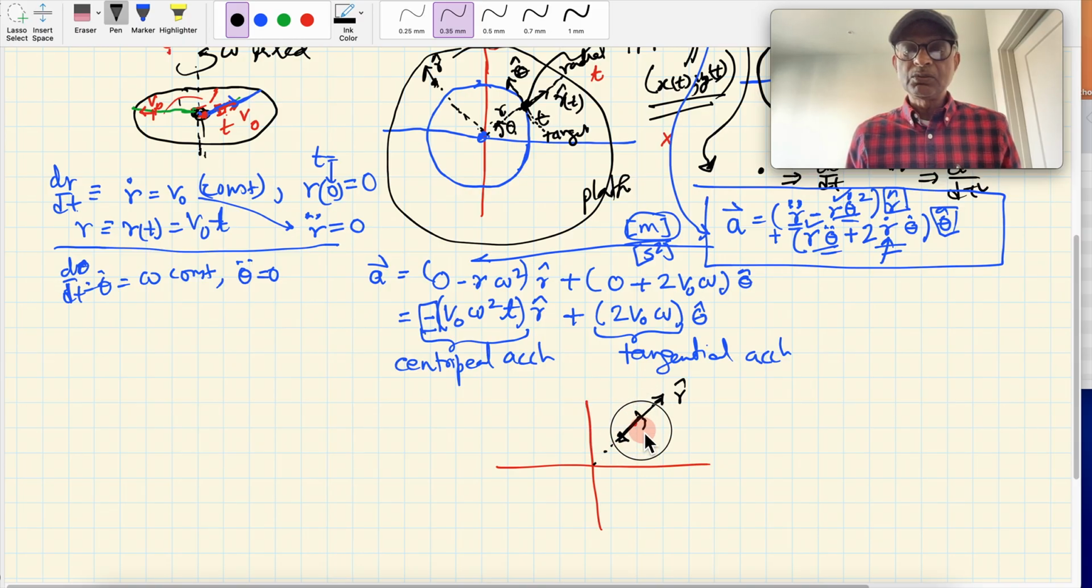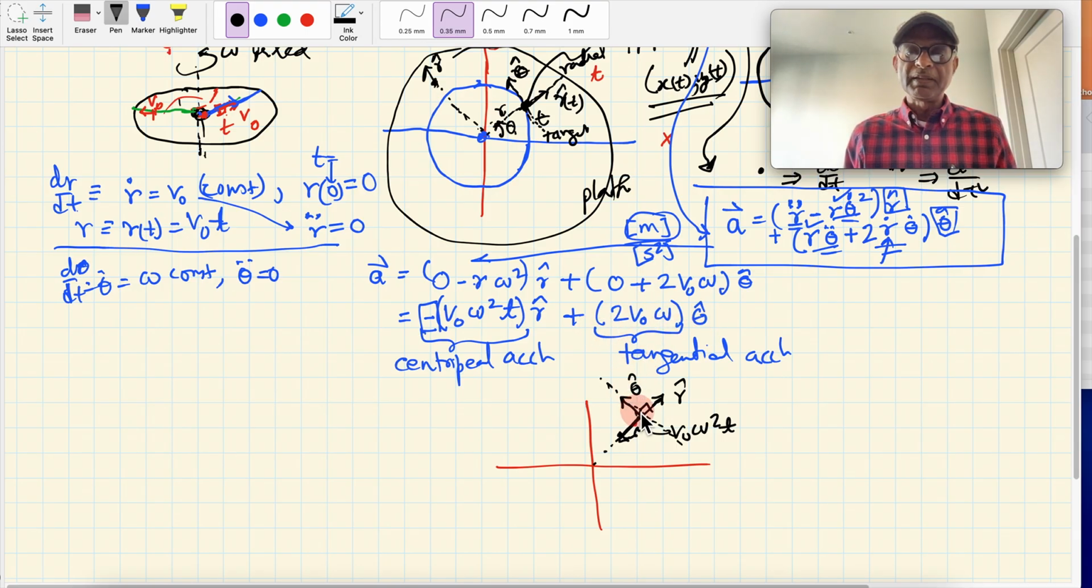So this would be the amount v0 omega square t. So it's going to get bigger as it goes outward. And now 90 degrees to that is the tangent. This is 90 degrees, and in that direction is theta hat, and this is all positive.